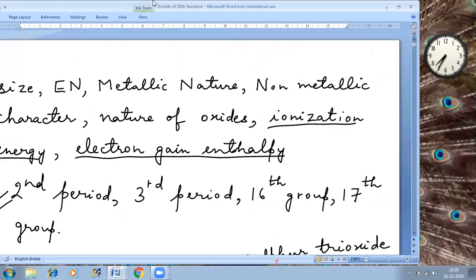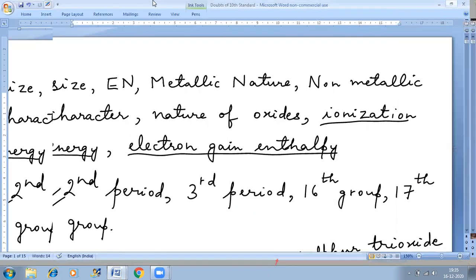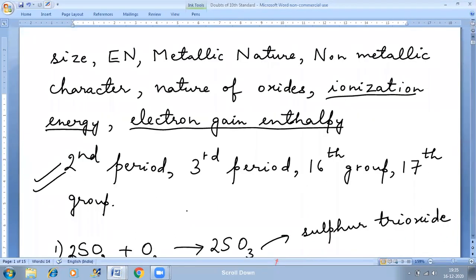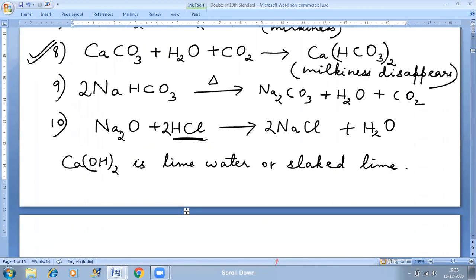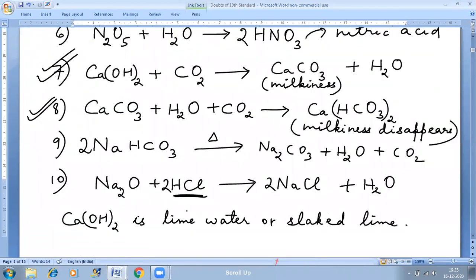Milkiness means that the solution becomes turbid. Turbid means it's no longer transparent. So it turns milky. That means you can't see through it properly. If you look through the glass of the test tube, the solution will not be a clear, transparent one. It will be cloudy. That cloudiness, the turbidity, will appear. That's called milkiness.